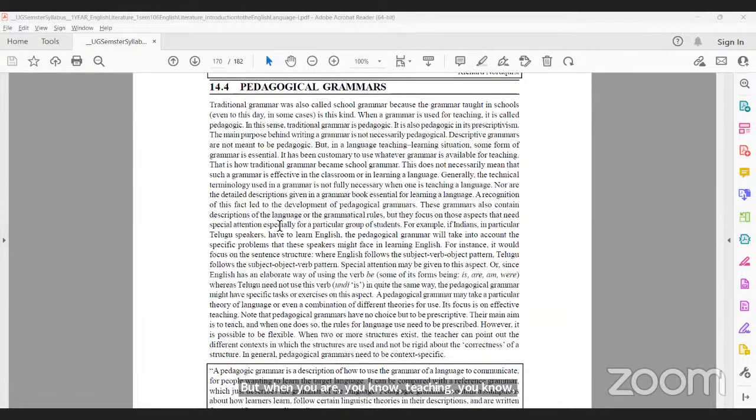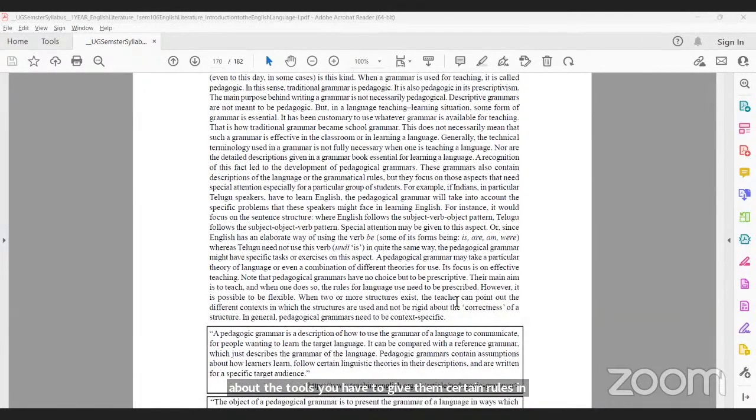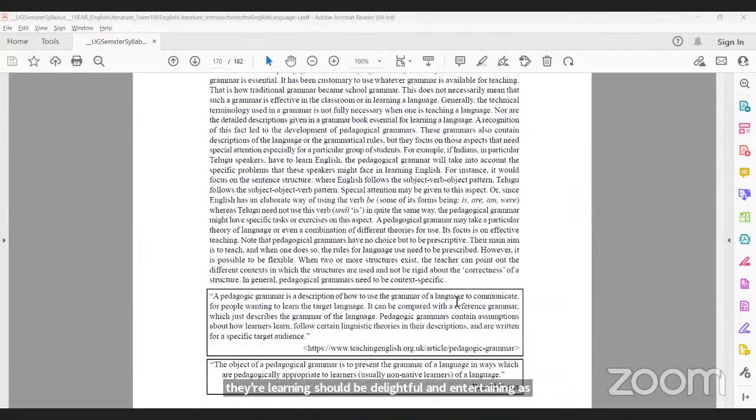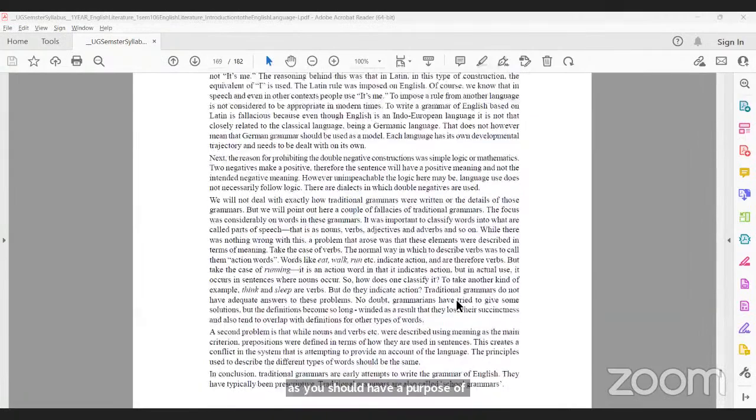So you will either follow a prescriptive format or a descriptive format. But to follow a descriptive format, you have to understand that the listeners have at least some basic ideas about the topic you are teaching. But when you are teaching kids who are unaware of the rules, you have to give them certain rules in a very energetic and innovative way so that they become happy while learning. Their learning should be delightful and entertaining, as well as instructive. Traditional grammar is all about prescriptive rules.